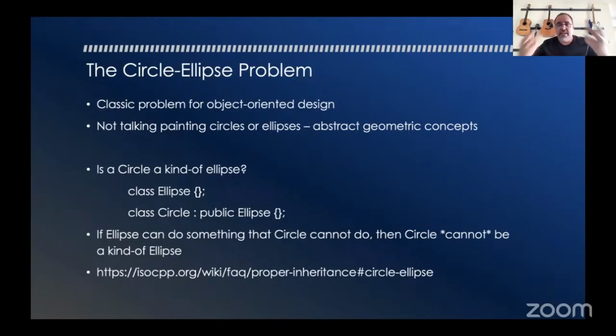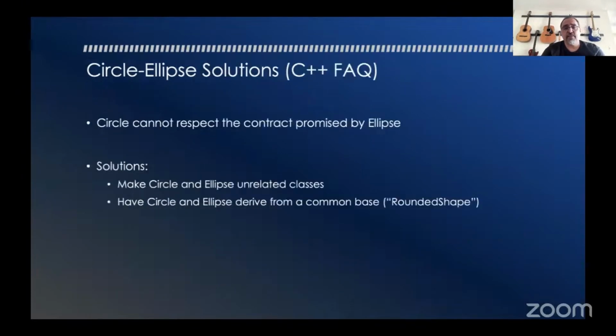And if you search for this problem, there's all kinds of people arguing about it on Stack Overflow and places like that. If you read the C++ FAQ, which I agree with, the circle cannot be derived from ellipse because an ellipse can do something that a circle can't do. In other words, the circle can't honor the contract promised by an ellipse. Specifically, if the ellipse class has a set size call to set the X radius and the Y radius, the circle can't obey that, because a circle, of course, has to have the same X radius as Y radius.